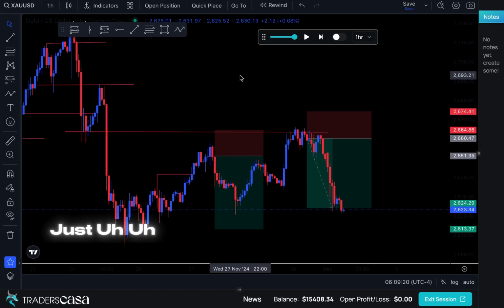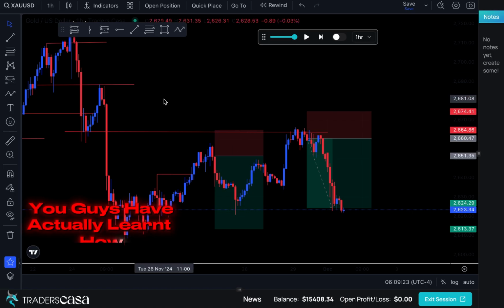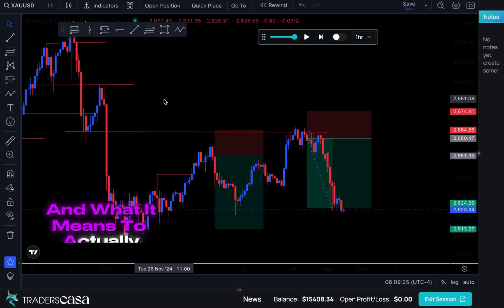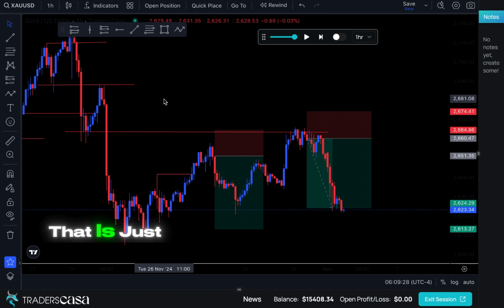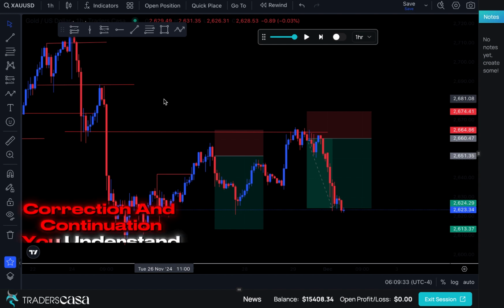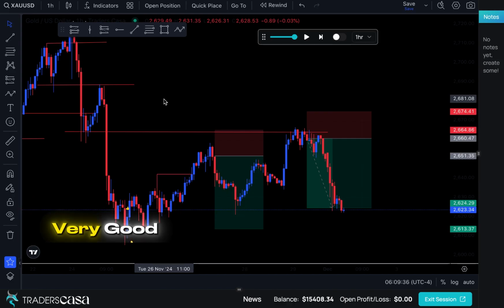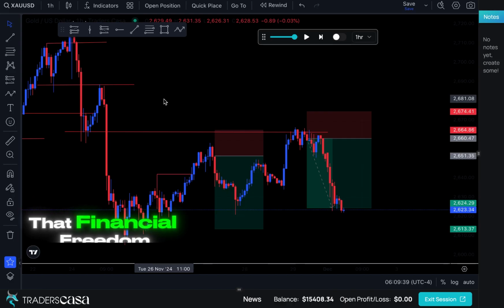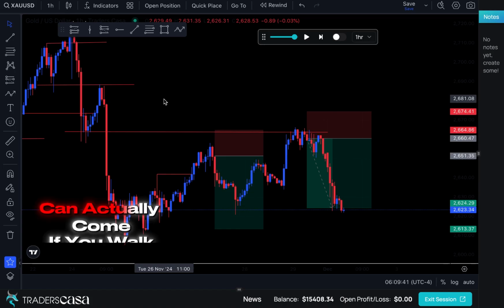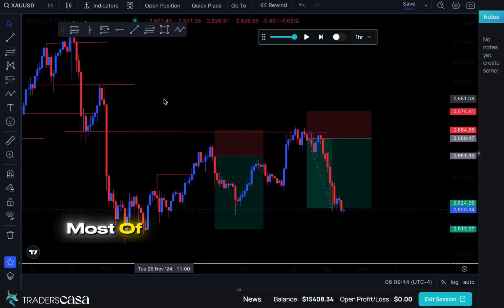Okay, so that is just it. You guys have actually learned what it means to take a loss and what it means to have a winning trade. That is basically what ICC is all about: indication, correction, and continuation. You understand? If you're very good at this strategy, you just have to learn. That financial freedom you are looking for can actually come if you work towards it. Some traders online who take $100 to $1 million do a lot of challenges like that. Most of them use this strategy, but some of them call it support and resistance, while some call it the ICC strategy.